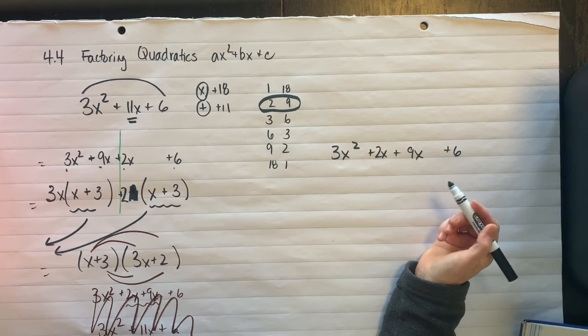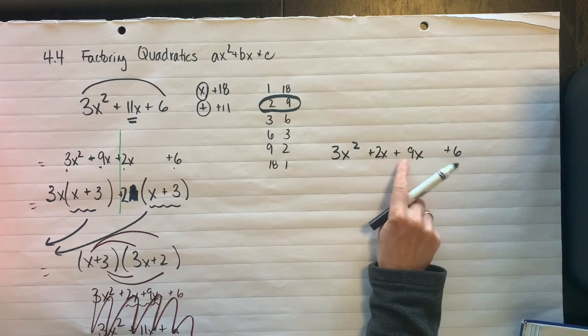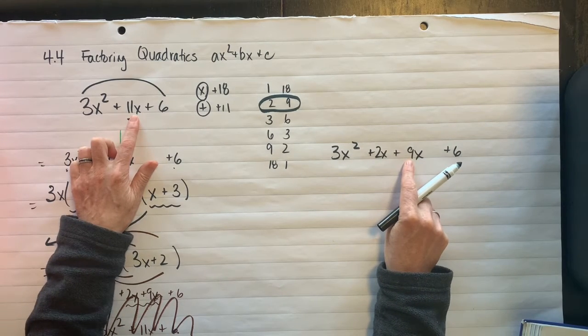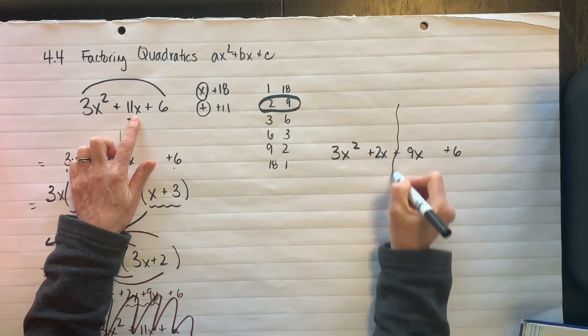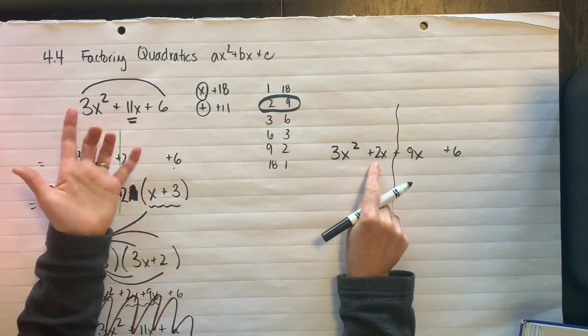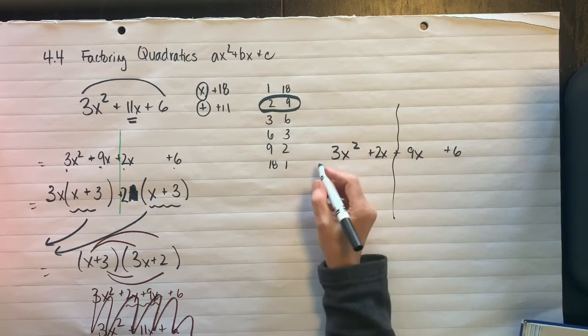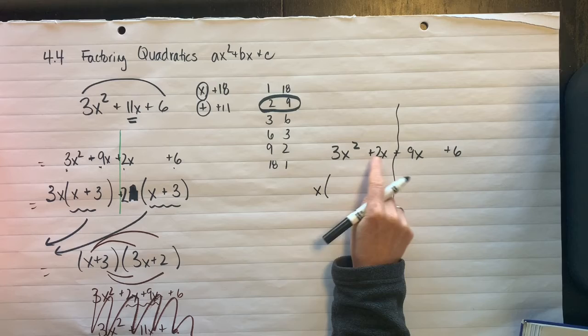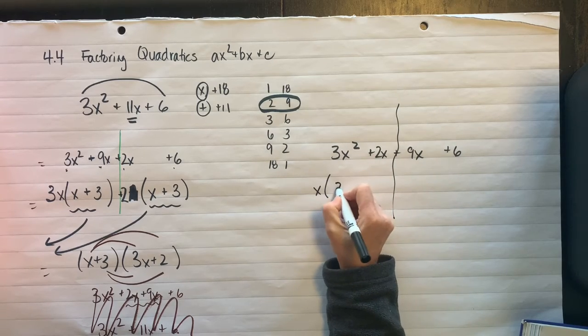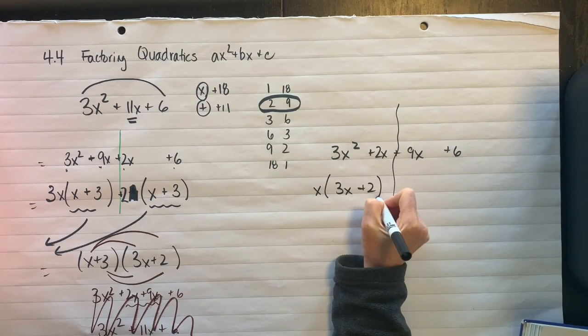And I should still get the same answer if I've done it correctly. Again, 2x and 9x is equivalent to 11x. So all I'm doing is breaking up that middle term. And if I split it in half, I would look at this and I would say, oh, 3 and 2, can't pull a factor out there. But I have x squared and x, so I could pull a factor of x out. If I pull a factor of x out, I'm left with 3x plus 2.